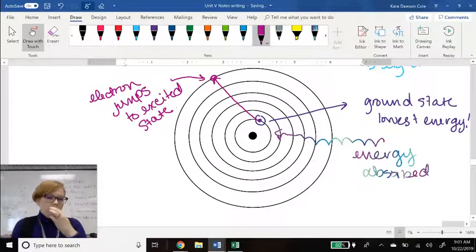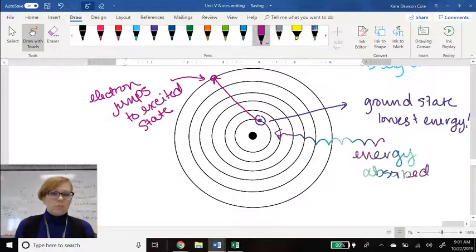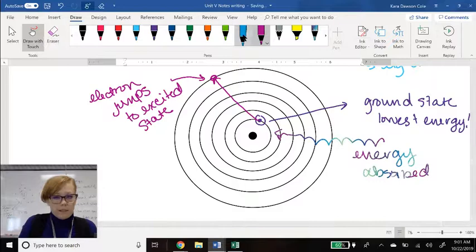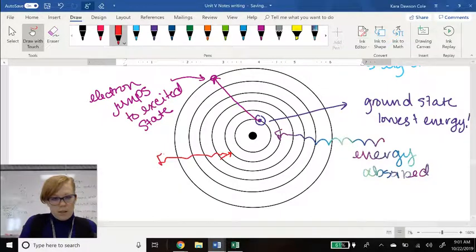Now, depending on where the electron jumps, whether it's n equals 1, or n equals 2 to 5 or 6 or whatever, we would get different colors of light coming off. As the electron falls back down, my red color would be falling back from n equals 3 to n equals 2. This produces the red light that we see.